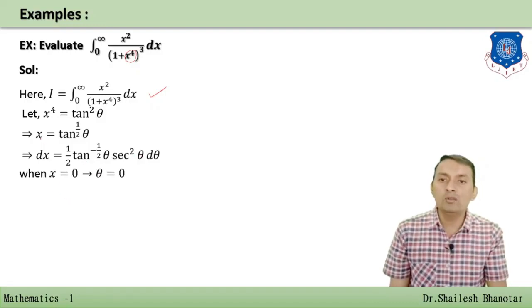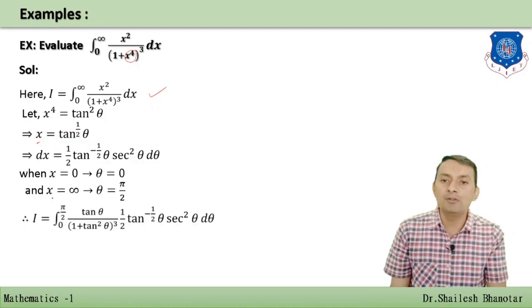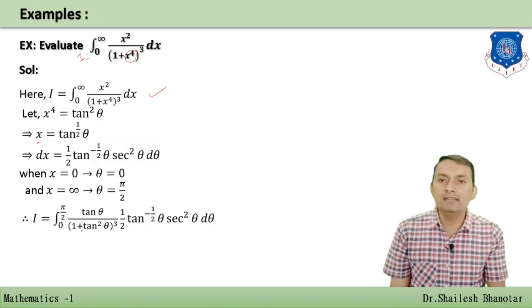When x is equal to 0, for what choice of theta will it be 0? So I can say theta is equal to 0. And when we assume that x is equal to infinity, for what choice of theta will tan theta be infinite? We can say theta is equal to pi by 2. So our improper integral transforms to the integration from 0 to pi by 2 of x squared. When I square both sides, I will get tan theta divided by (1 plus tan squared theta) raised to power 3, and dx is what we have here, so I'll just replace it. When I simplify, I will get tan raised to minus 1/2 and again tan raised to 1 theta.